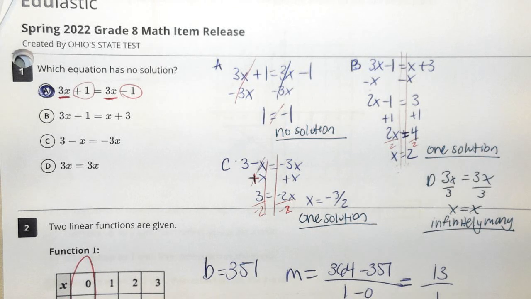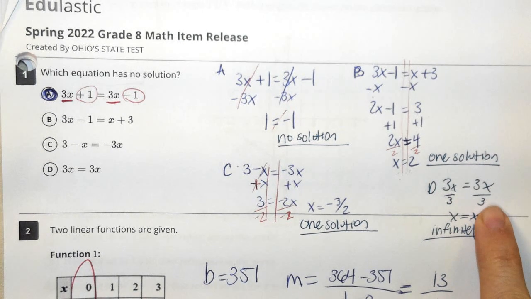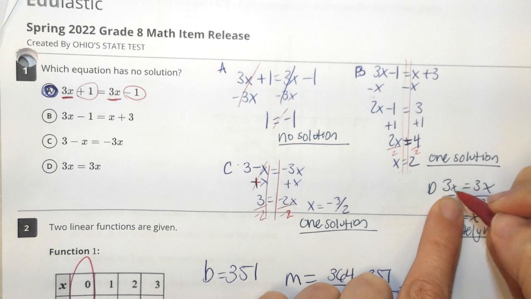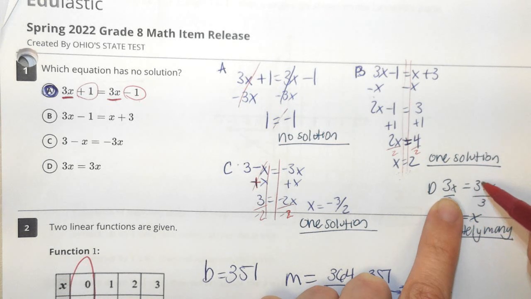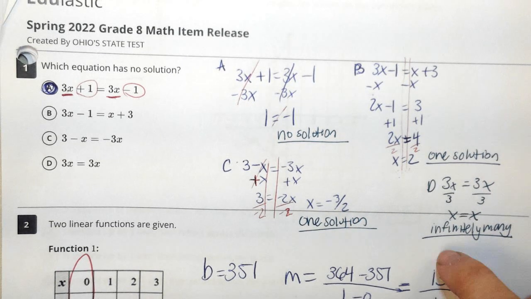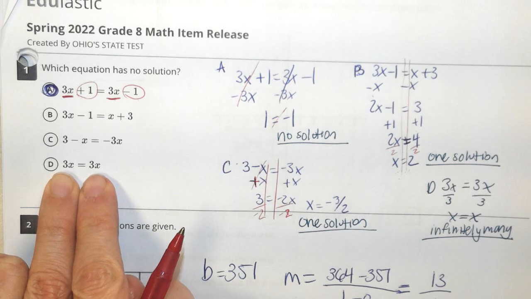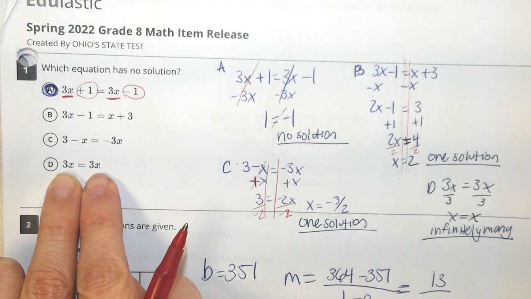The next one is letter D, and if you look at that, it's 3x is equal to 3x. If I would divide by 3 on both sides, I'd have x is equal to x. Or some people like to subtract the 3x to the other side, and then you'd have 0 is equal to 0. If you get a number is equal to the same number, that means anything will work. No matter what we plug in, it'll be the same on both sides. And that's because they are exactly the same on both sides. So whatever I plug in for x here, if I plug in the same thing over here, they will be the same.